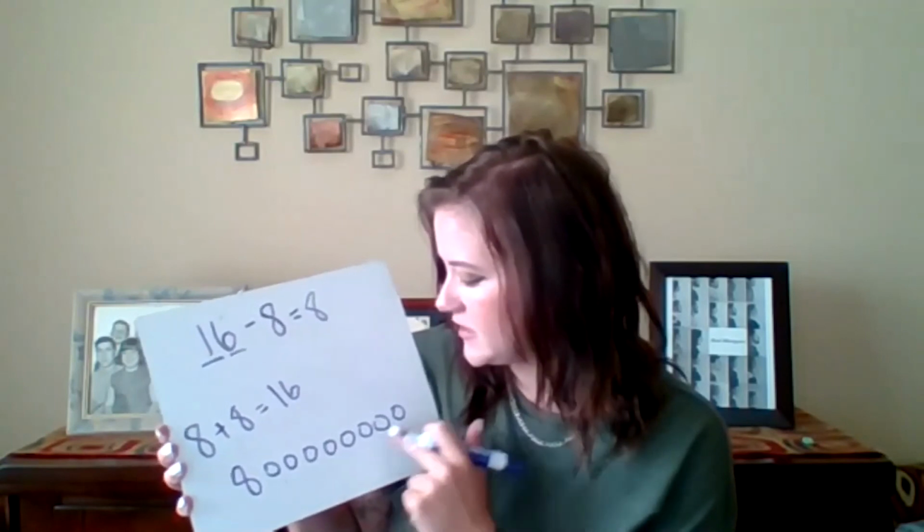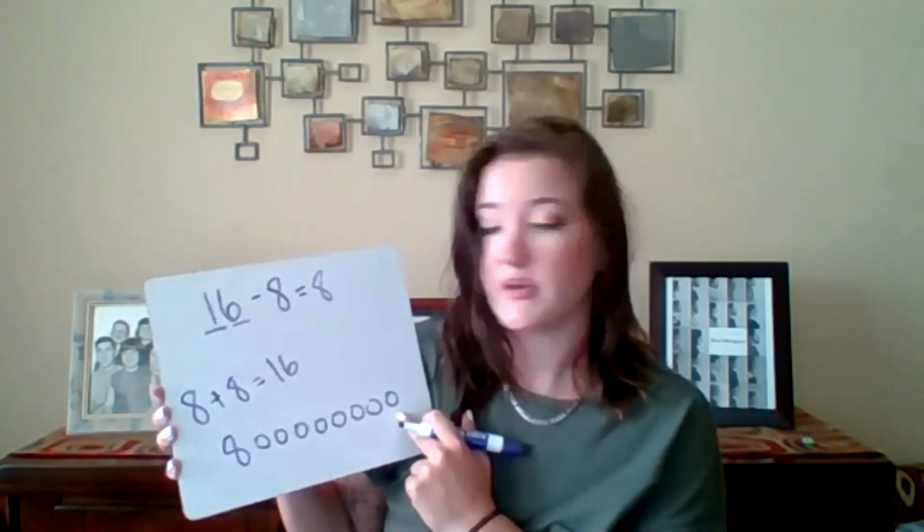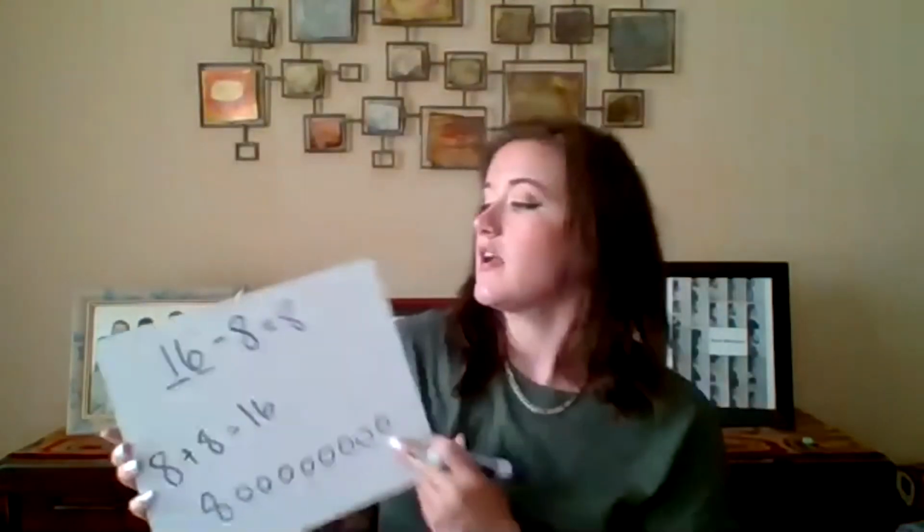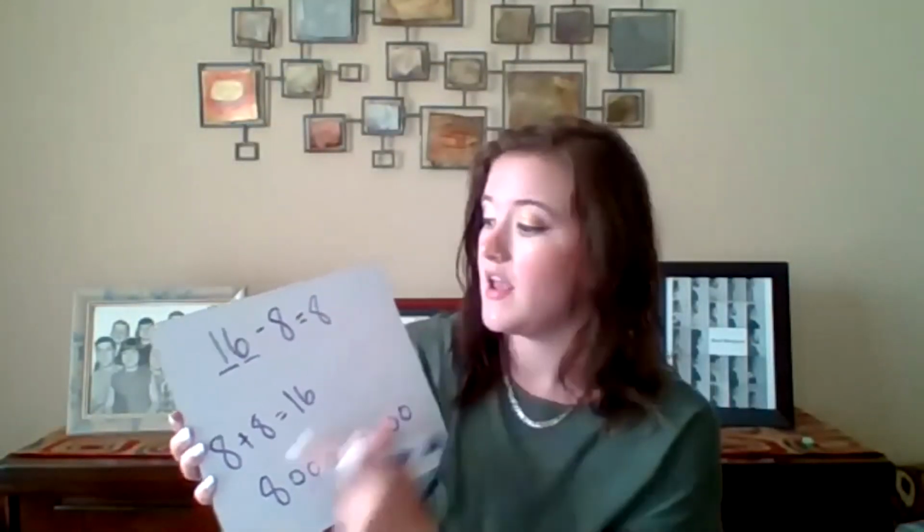So this time, I'm going to put 8 right here. We're going to add 8 equals 16. So let's count up. I'm going to put an 8 here, and I'm going to draw 8 more circles. 1, 2, 3, 4, 5, 6, 7, 8. So now all we're going to do is count up. So we have 8, 9, 10, 11, 12, 13, 14, 15, 16. Did we get the same answer? Did we get the right answer? That's right, because 16 minus 8 equals 8, and 8 plus 8 equals 16.